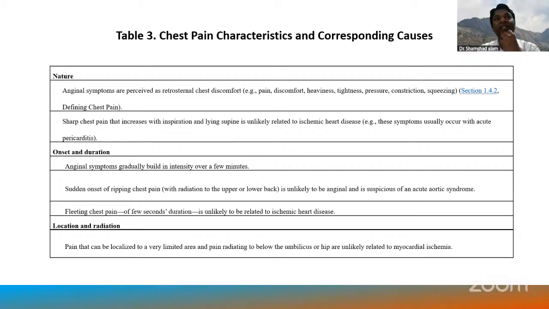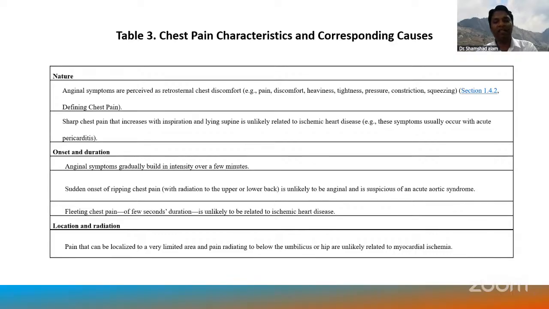If it is a sudden onset, then obviously it is not a coronary disease, because if there is a coronary artery occlusion, it takes some time for the myocardium to generate the signal so that the pain can be perceived. But if it is a sudden ripping pain, then obviously some very deleterious thing has occurred in a very short period of time. Most commonly it is aortic dissection which occurs with this rapidity. And if it is fleeting, it is unlikely to be ischemic heart disease pain.